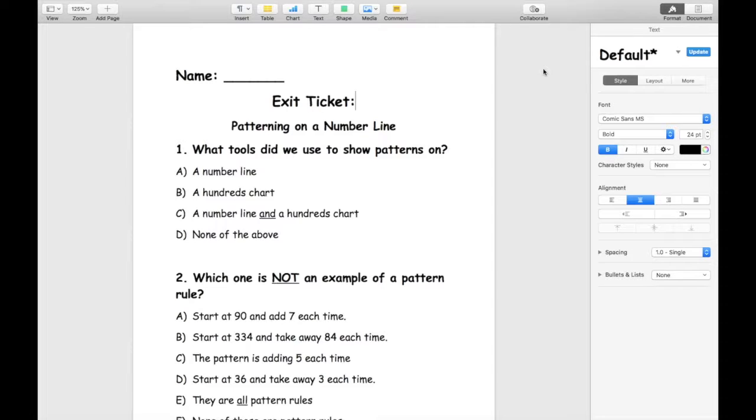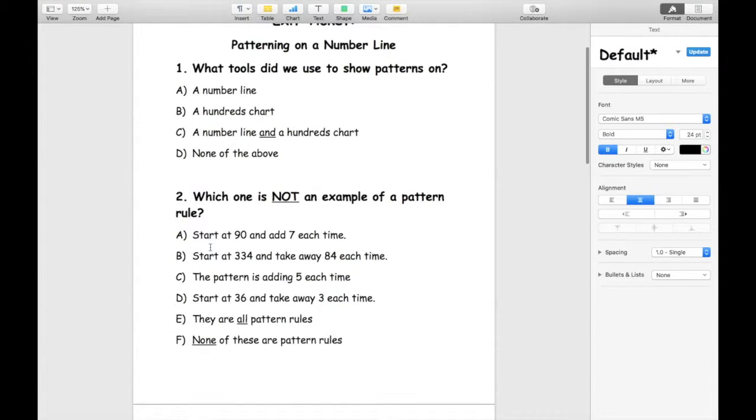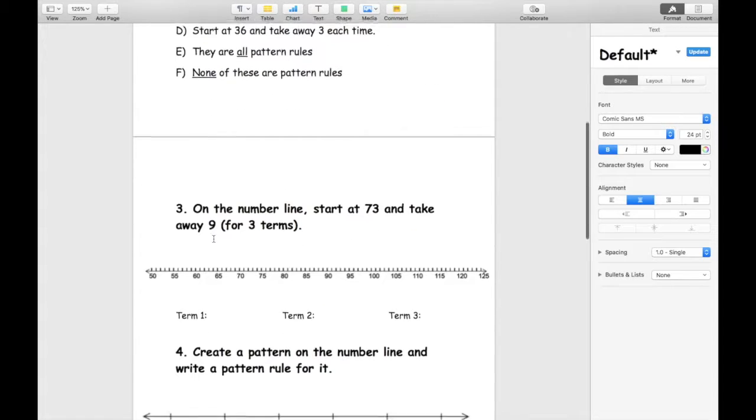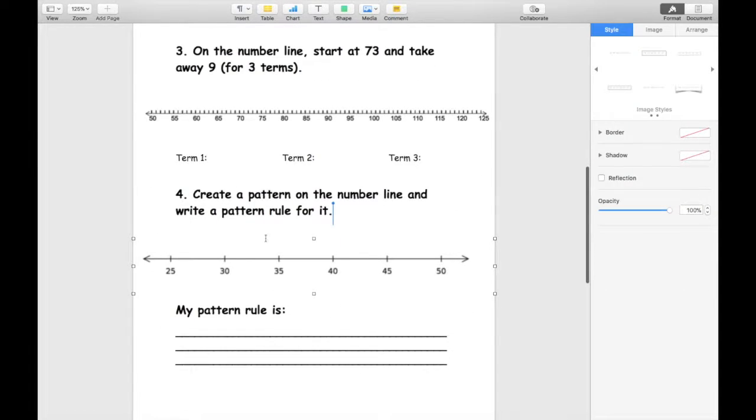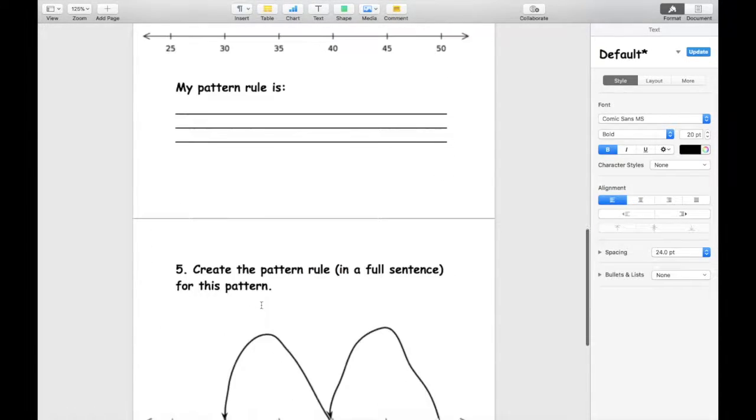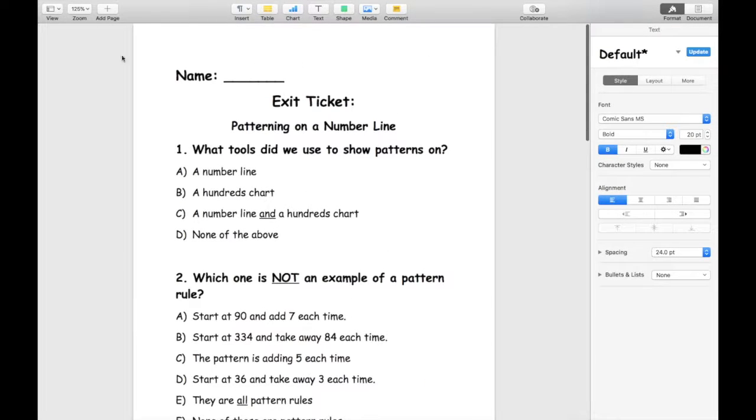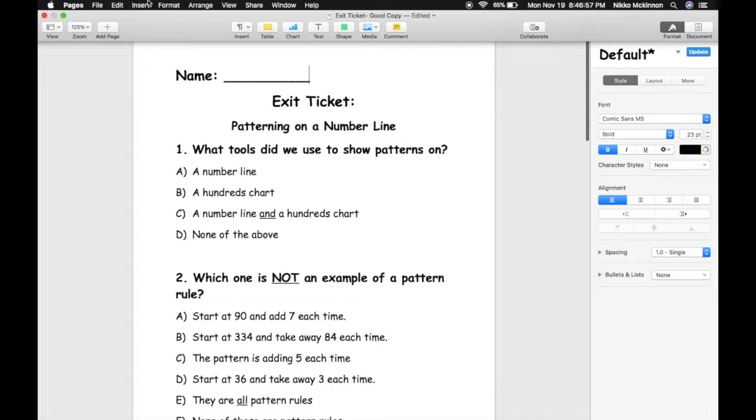So basically, I just went through and made a good copy of this exit ticket for the lesson that I had made. Nothing special, just kind of remade it and made it a little more pretty and centered and nicer looking to grade 3s. So yeah, that's basically the next step of what I did.